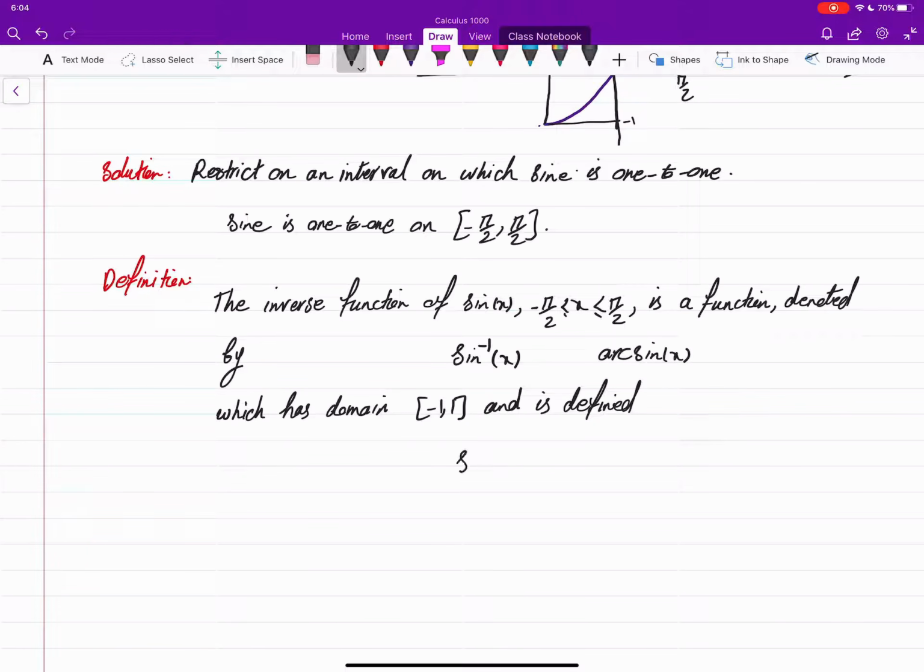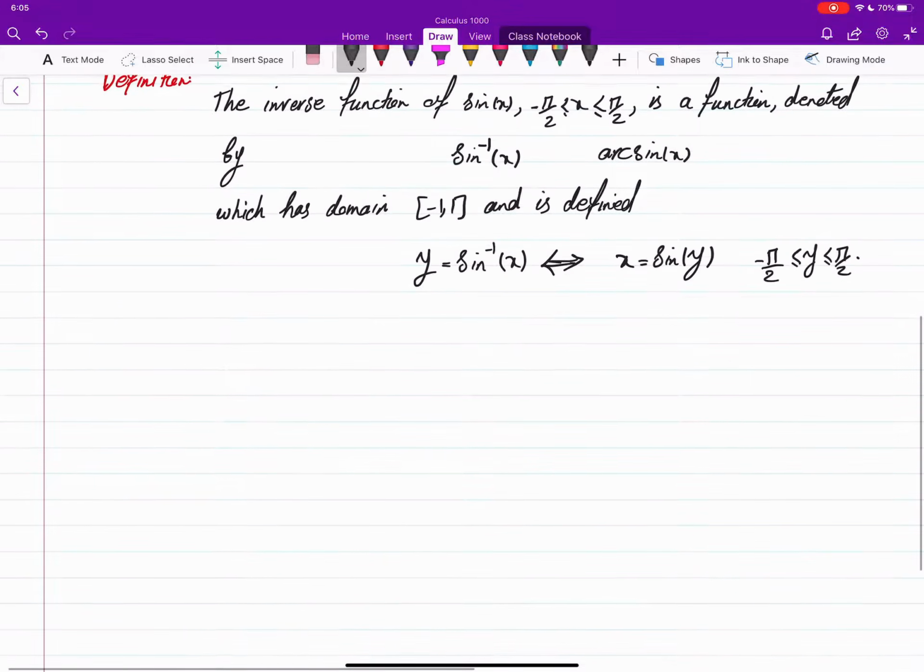if you're looking for sine inverse of a number x, it's going to be an angle such that sine of that angle is equal to x. And we have to be careful that the angle can only be between -pi/2 and pi/2. That is the definition, basically reversing what sine does.